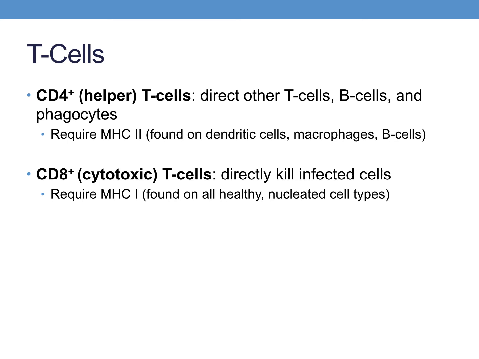MHC2 molecules are instead found only on specific types of antigen-presenting cells: dendritic cells, macrophages, and B cells. They present peptides from antigens found within a cell's vesicles following phagocytosis, and are recognized by CD4 or helper T cells.